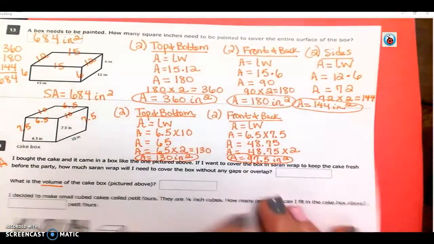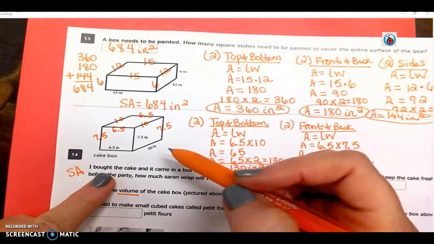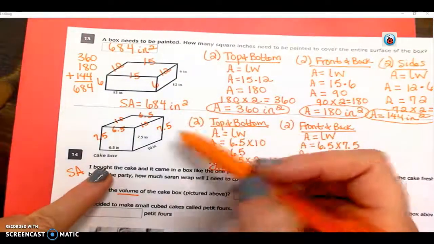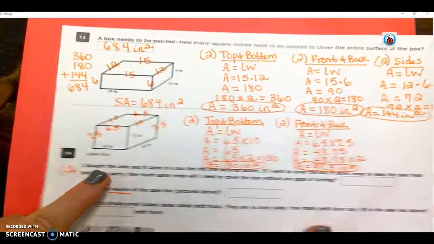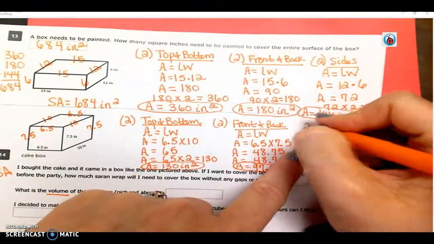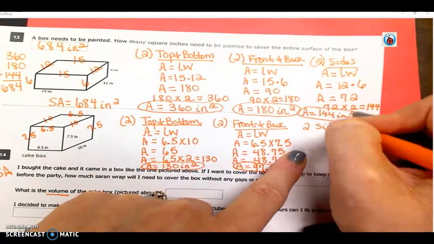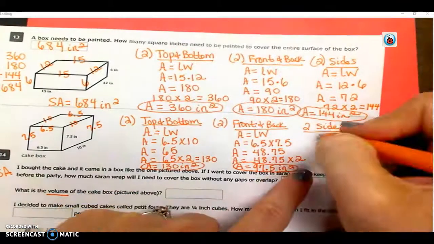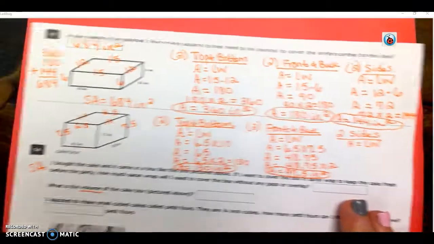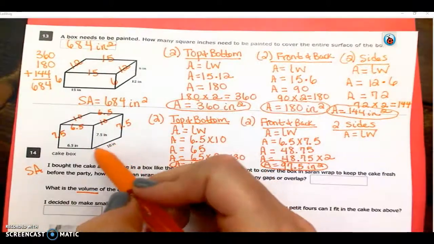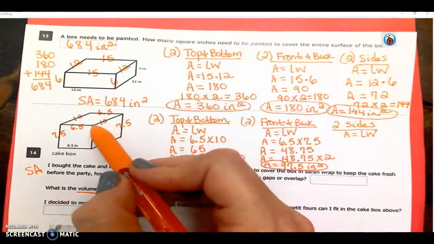Now we have the two sides. So we have the right side and the left side over here. So two sides, right side, left side. They're both rectangles, so area equals length times width. Okay, we can tell we have a 10 by 7.5.